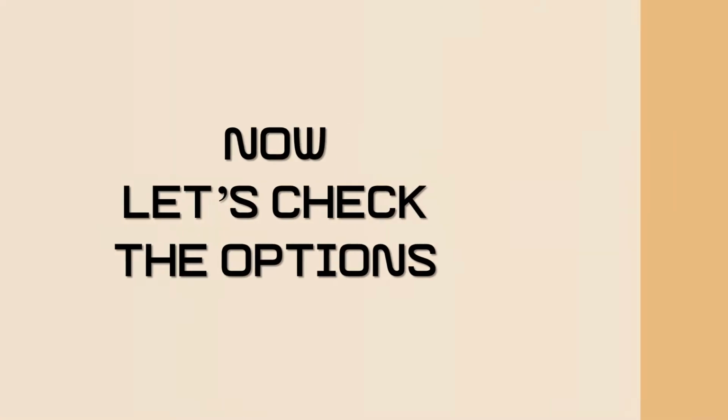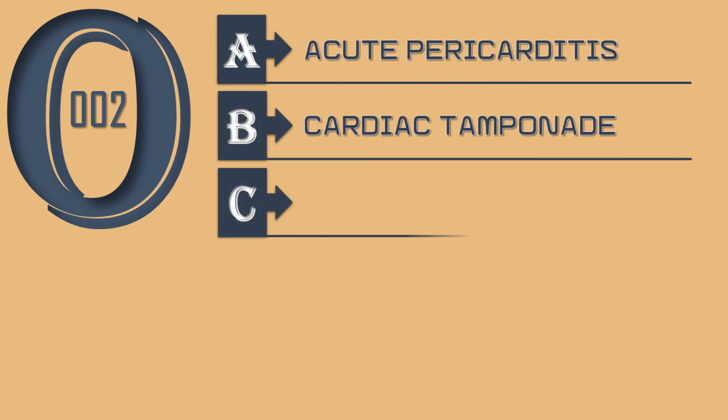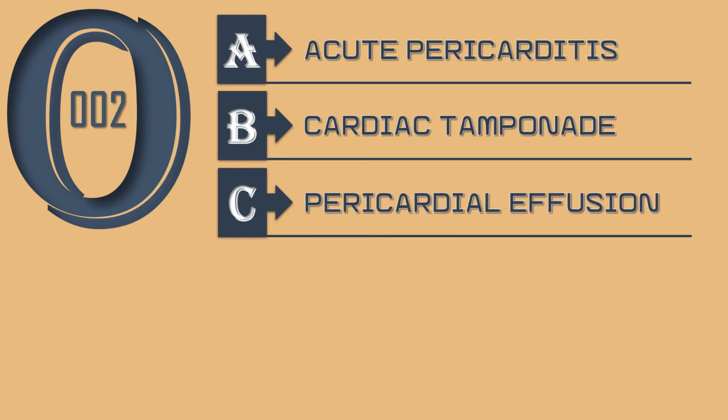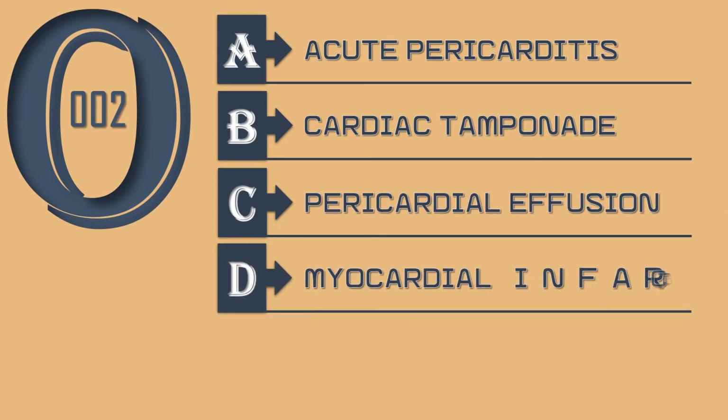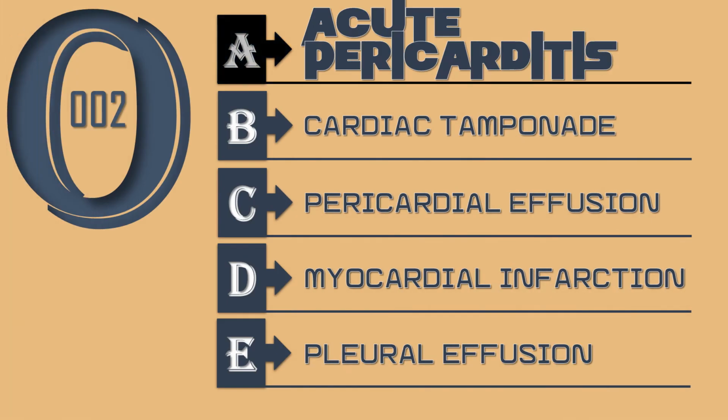Now let's check the options given and start discussing them. Option A: acute pericarditis. Option B: cardiac tamponade. Option C: pericardial effusion. Option D: myocardial infarction. And Option E: pleural effusion. The answer once again is acute pericarditis.